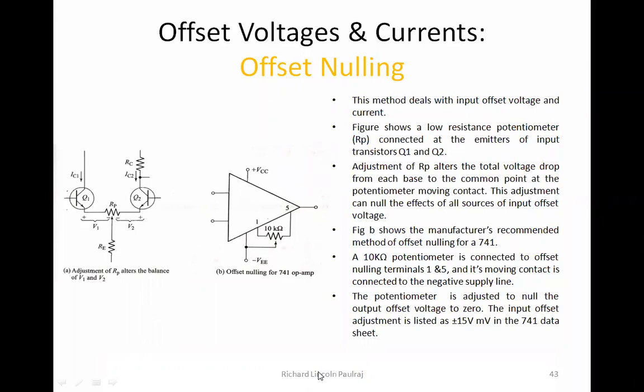So I think we will end our session here, and we will continue with the next topic. We have dealt together with offset voltages and currents. In our upcoming class, we'll be learning about the impedances. Just like how we saw the offset voltages and currents, we'll be learning about input and output impedances, and how this impedance can impact the OPAMP.